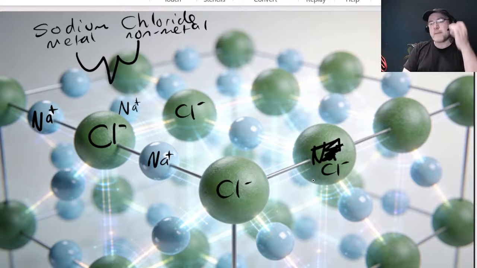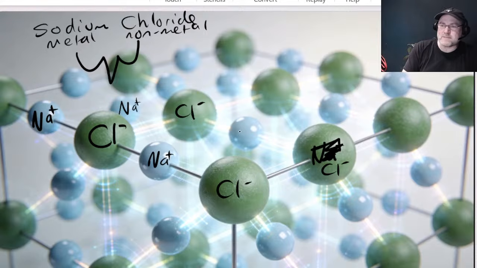If they ask about structure, the word structure means you have to say giant or simple in your answer. So if they say, talk about the structure and bonding, you have to say giant or simple. And you might say both. But all ionic compounds, metal and non-metals, are giant structures. You don't need to use the word lattice, but it looks like a lattice, so you can use it if you like.